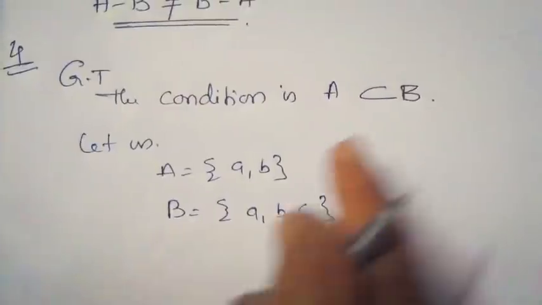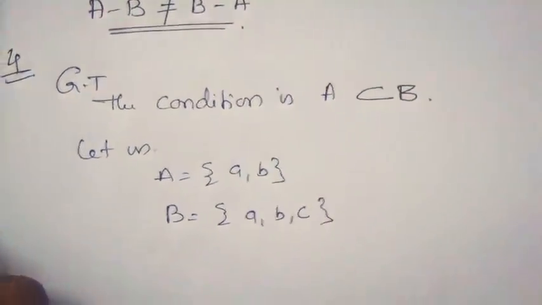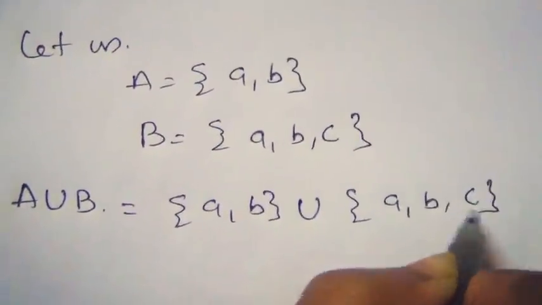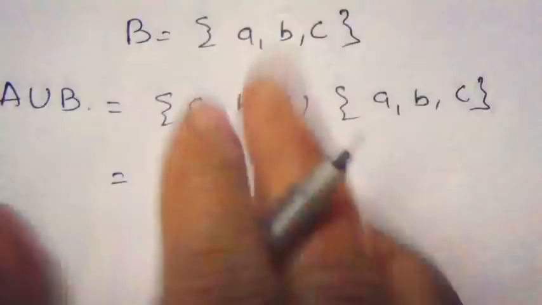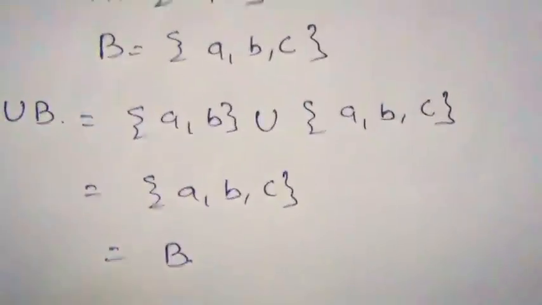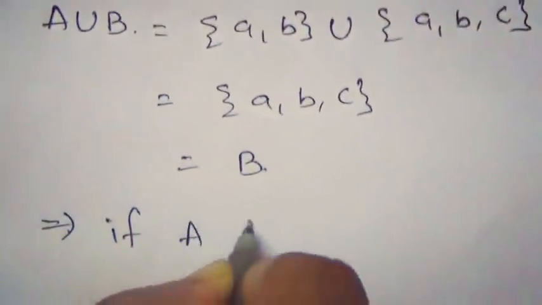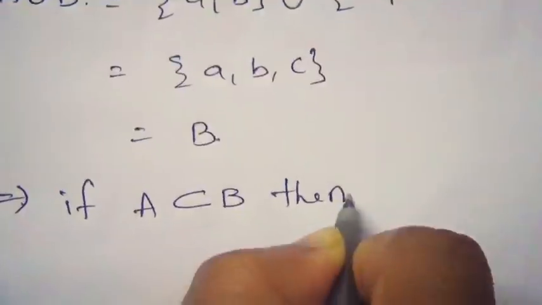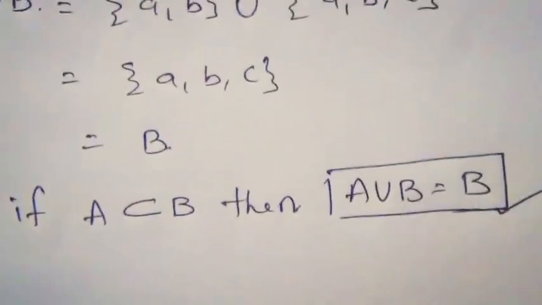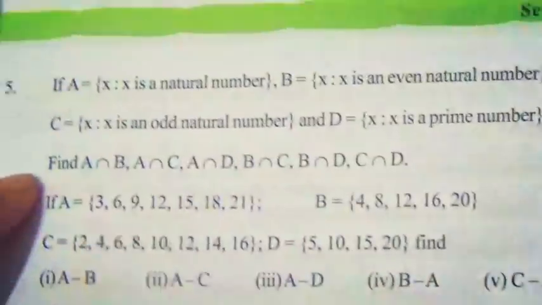Is the condition satisfied? Yes, A is a subset of B now. Right? Now you just find out A union B. A union B is equal to {a, b} union {a, b, c}. So what is the final answer? All the elements you have to write here: {a, b, c}, and that set is B. If A is a subset of B, then A union B is equal to B. It is the solution of this fourth sum. Now we entered into the next phase, that is the fifth sum.